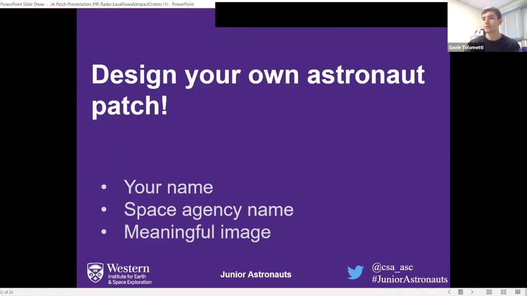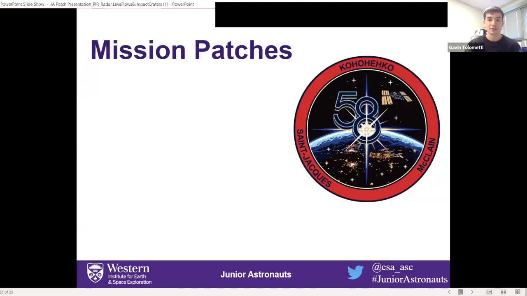So the activity would involve, individually, creating a patch for yourself, and you get to pick any type of mission. You can even make up the mission as well. You would create a patch that's meaningful to you. You have the name of your space agency, and you would also have your name on it, since it is your own patch.